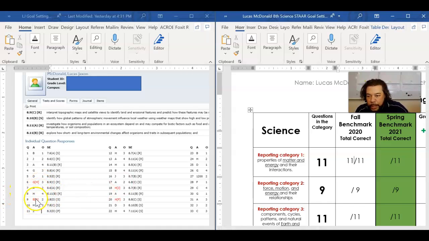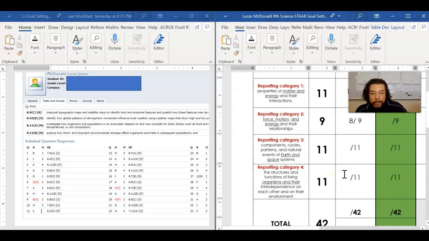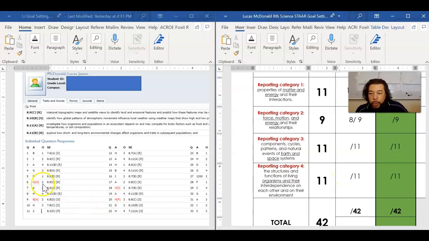Let's move on to reporting category 2. If I look at this, he missed 1 of them, so it looks like he got 8 out of 9. Again, this information had been started prior to them taking the fall benchmark, so he may have had a little bit of information going in, perhaps information that he carried on from 6th grade or 7th grade. So there is some information there. He's 8 of 9.